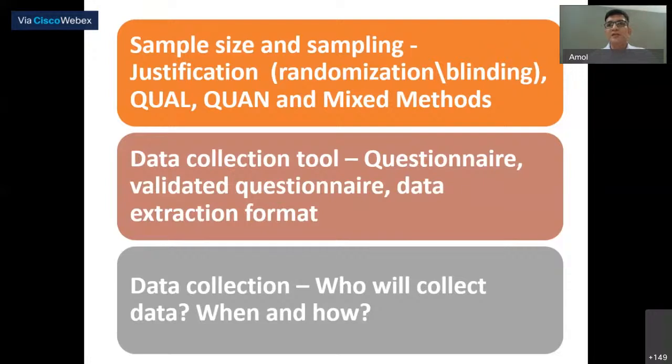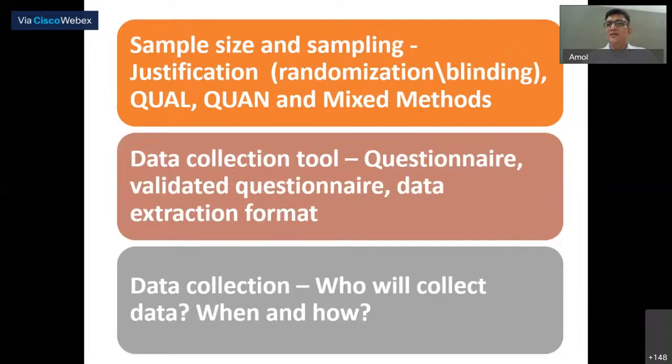If you're going for data collection, think about a questionnaire. You have learned how to develop a valid, reliable instrument or questionnaire for measurement of your research question. If you are doing qualitative research, you have to use an interview guide. You have to attach the interview guide. If you are doing mixed method, you have to attach both.